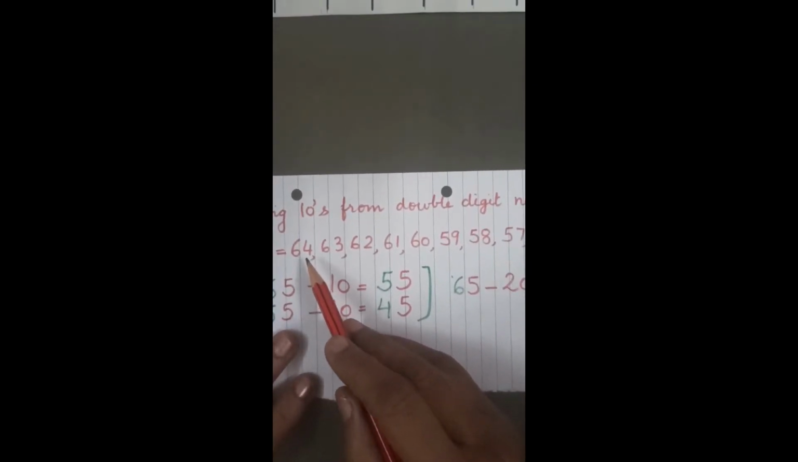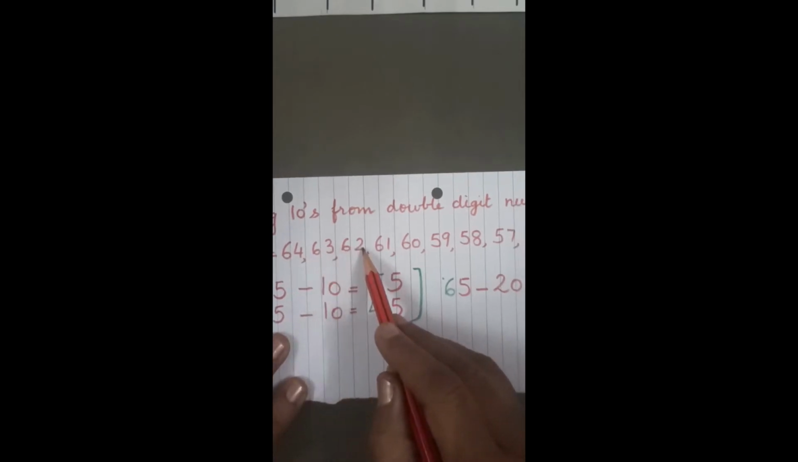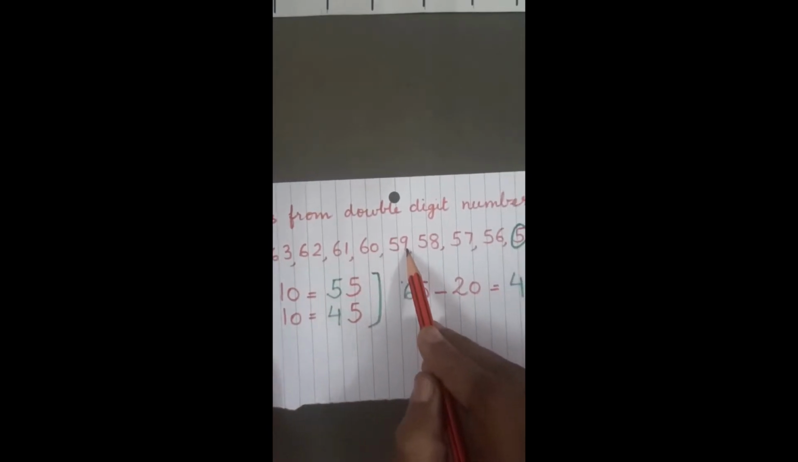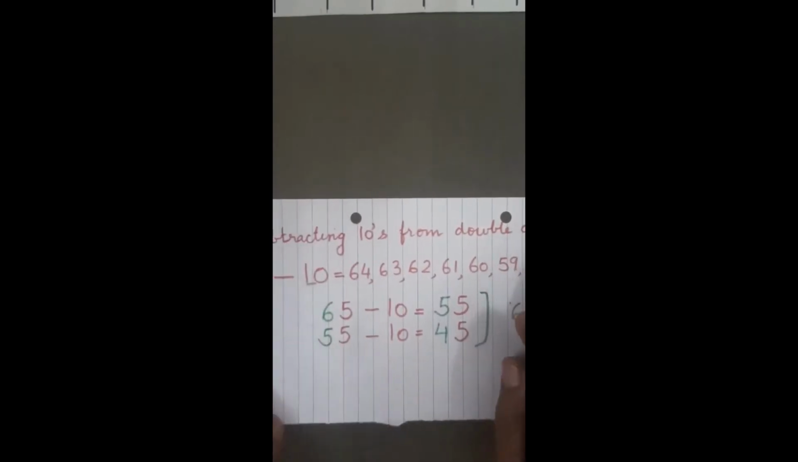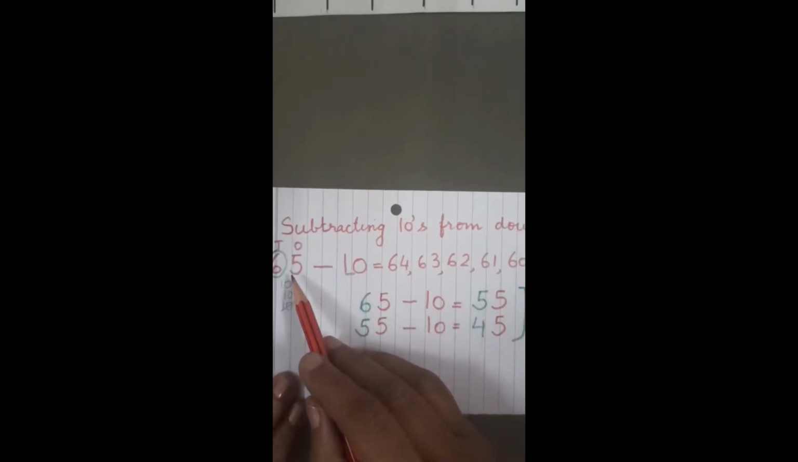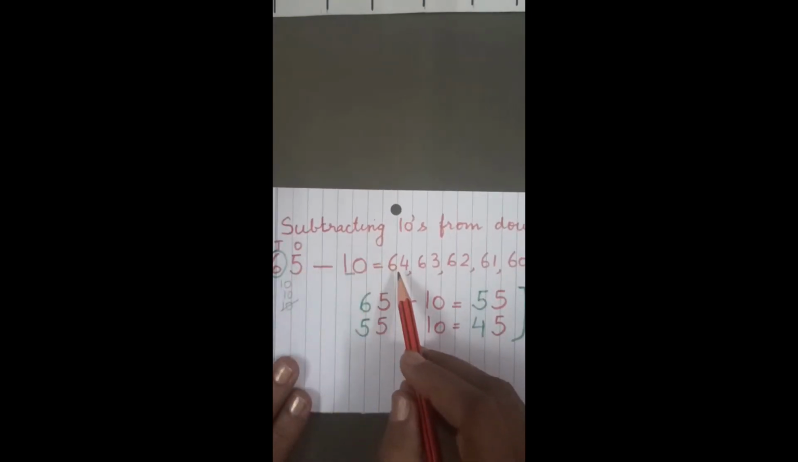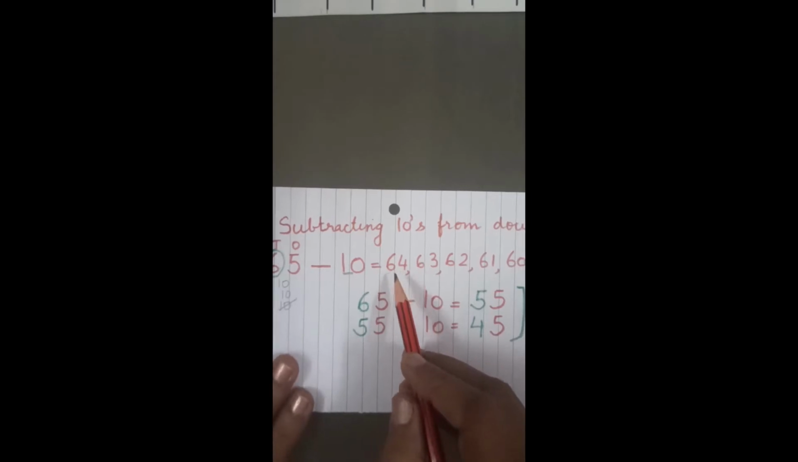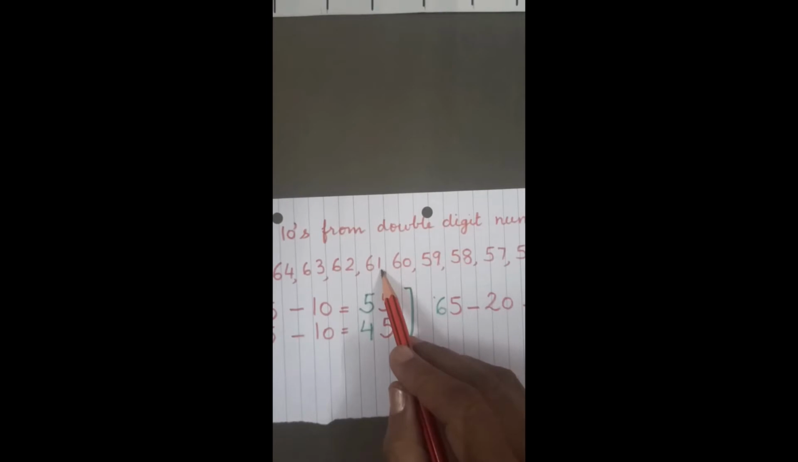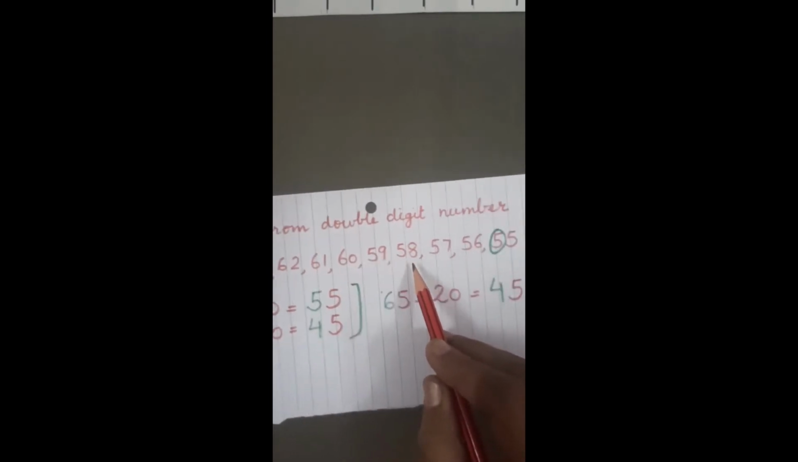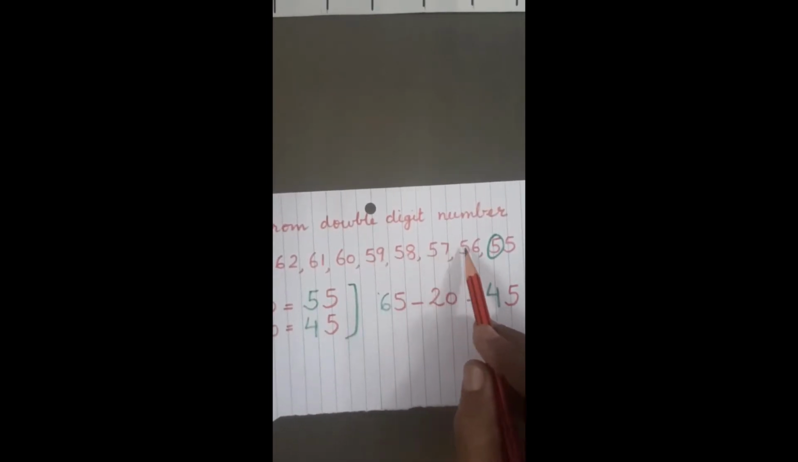First of all, we'll mark 10 places. See, 1, 2, 3, 4, 5, 6, 7, 8, 9 and 10. So we have 10 places, and when we do subtraction, we do reverse counting. We begin with 65 and we start reverse counting from 64 for 10 places. So we have 64, 63, 62, 61, 60, 59, 58, 57, 56 and 55. So we end up with 55.